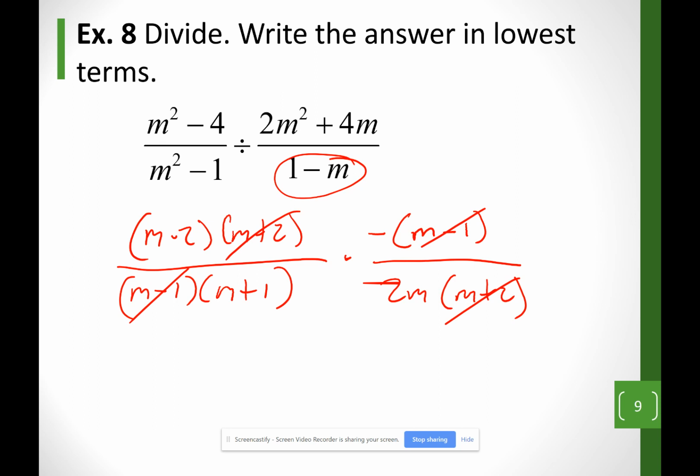And I'm going to have negative m minus 2 over m plus 1. Oh, there's my 2 at the bottom. I did not see my 2. Beautiful.